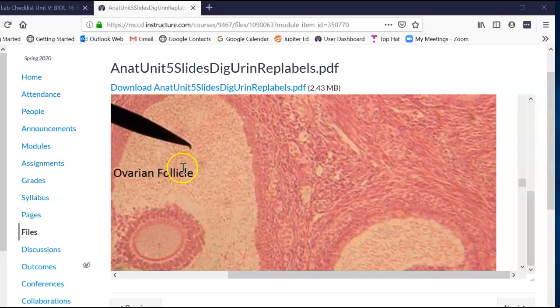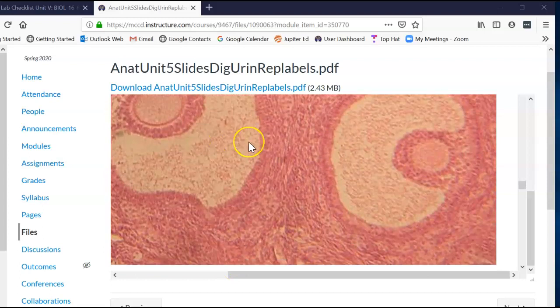And we have the container, or the space in the middle here, filled with what is called follicular fluid. This is the follicular cavity, also known as antrum.